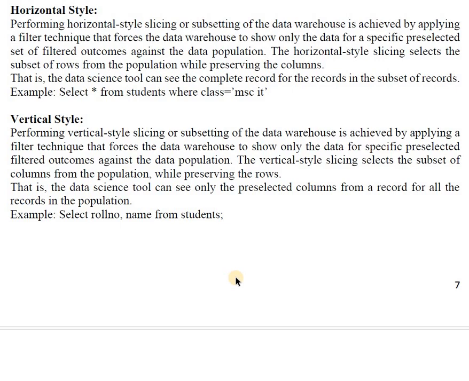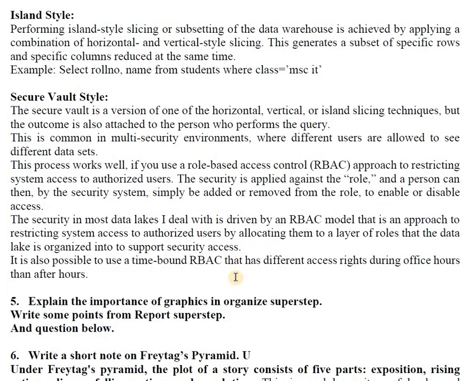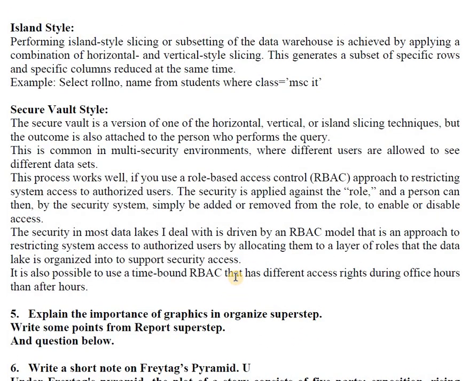What if I combine both of them? If I combine both of them, then what I'll get is an island style, or island slicing or island subsetting. So island style is nothing but a combination of vertical slicing and horizontal slicing. It will generate a subset of specific rows and specific columns at the same time. For example, I need only the name and roll number of the students who belong to the class MSCIT. So what will my query look like? Select roll number and name from students where class is equal to MSCIT.